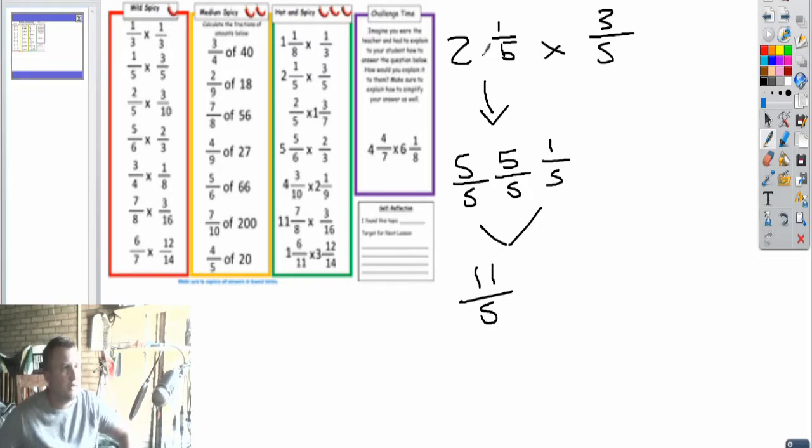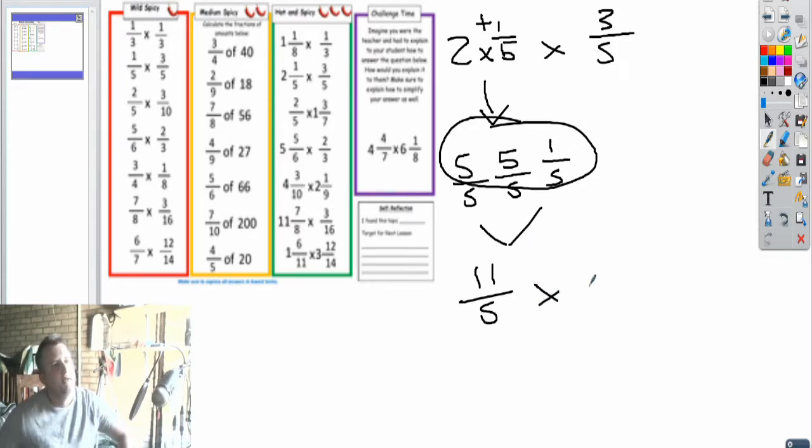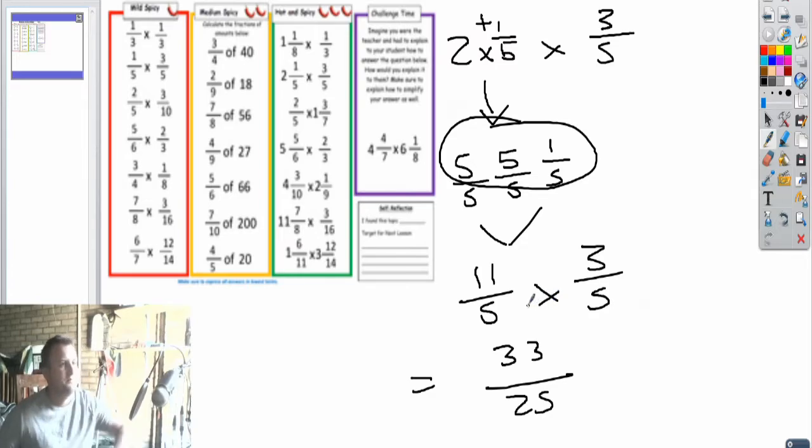Now I'm going to remind you of the rule: multiply the bottom, add the top. 2 times 5, but you need to understand why you multiply by the bottom. Okay, times by 3 over 5. 11 times 3 is 33. 5 times 5 is 25. Oh, it's still a top-heavy fraction, actually, which is good.